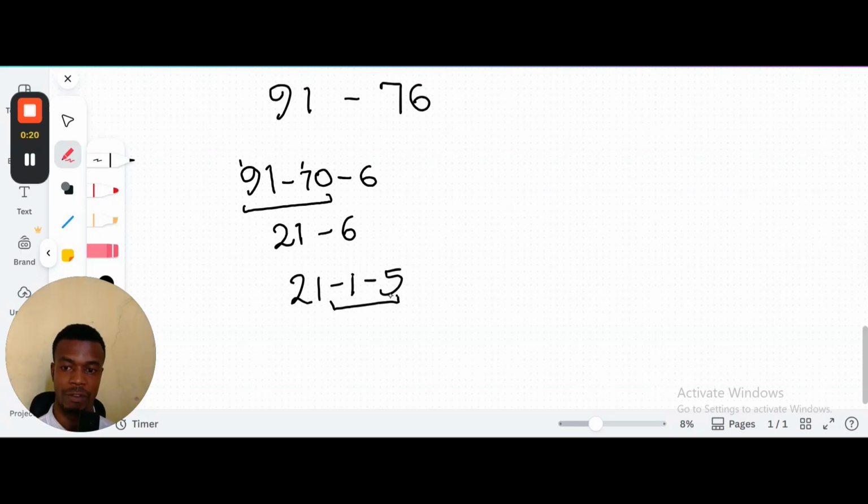21 minus 6 is 21 minus 1 and minus 5. Minus 1 and minus 5 is minus 6. 21 minus 1 is 20. So this becomes 20 minus 5. And the answer to 20 minus 5 is 15. So the answer to this is 15.